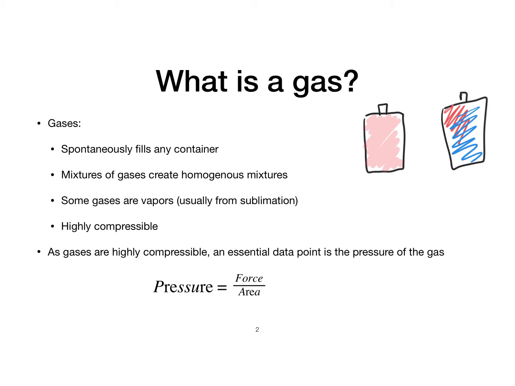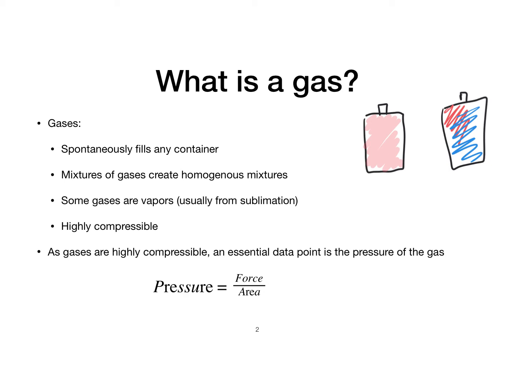This is different than two solids, where you could easily phase separate those, a solid and a liquid, or even in some cases, two liquids. Some liquids are easily separable based on their density. But gases spontaneously fill the container and they're really homogeneous. So they are one mixture. Some gases are a vapor. That means when we have water vapor, the water has gone into the gaseous phase, typically in the presence of a liquid.